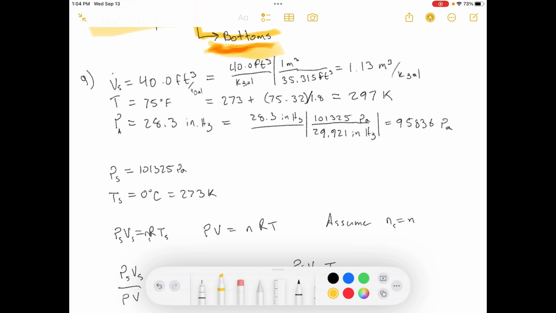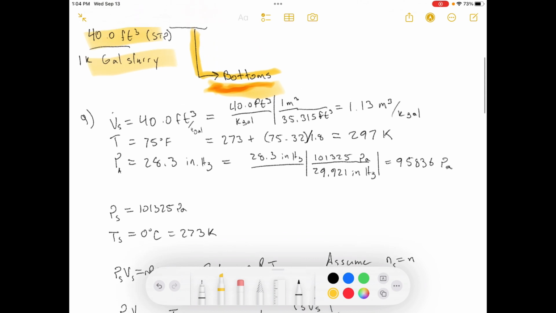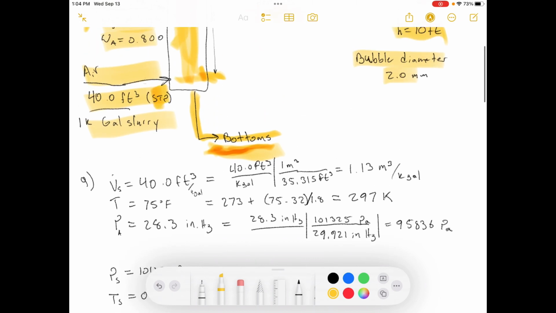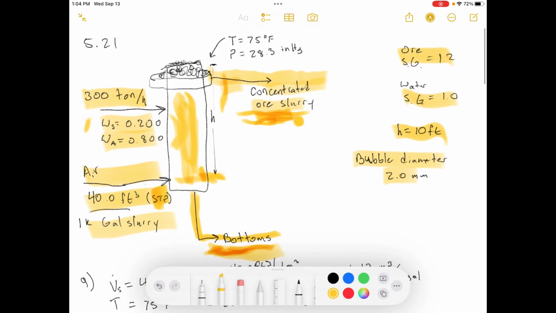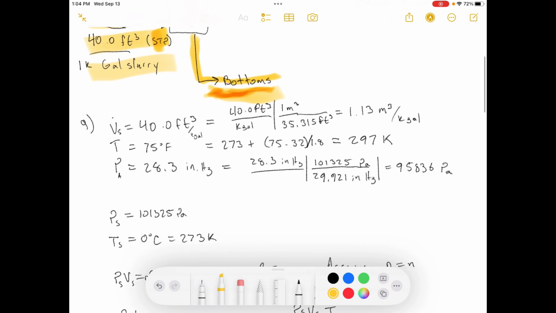Part A asks us: what is the volumetric flow rate of the air at its entering conditions? They gave it to us at STP, so we're just converting STP into whatever conditions we have. And the conditions that we have are this temperature and this pressure, sort of this pressure, not actually this pressure, but at this temperature is what we're going to assume. Remember, this is the atmospheric pressure, so we convert that.